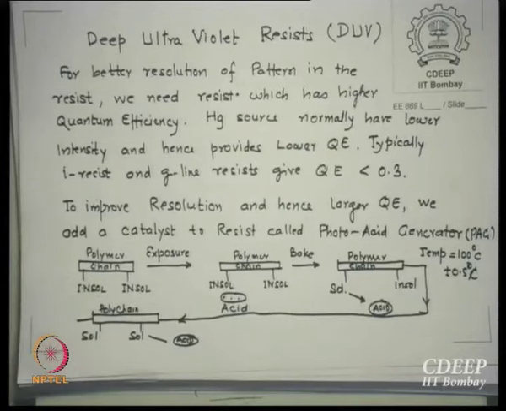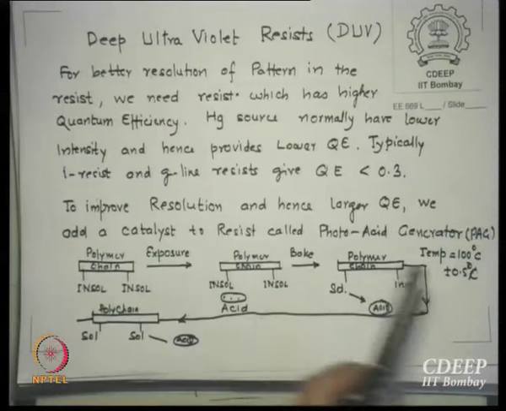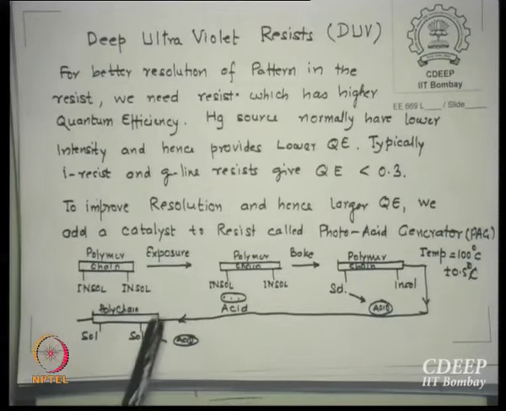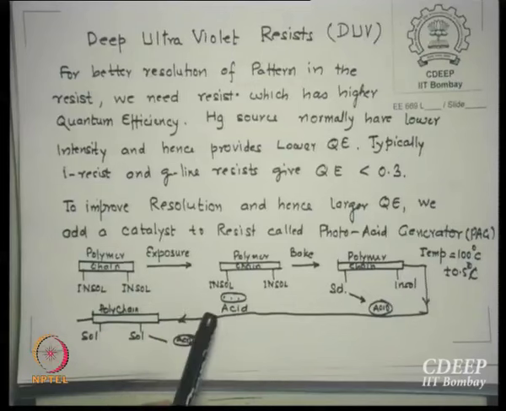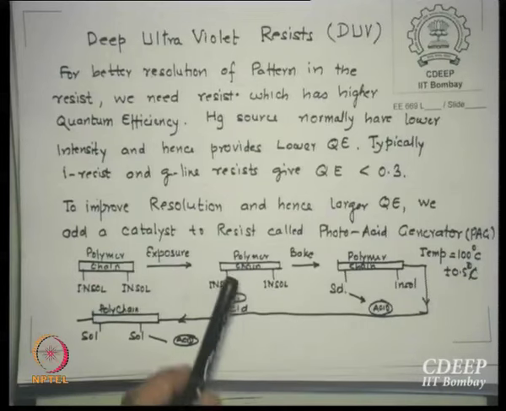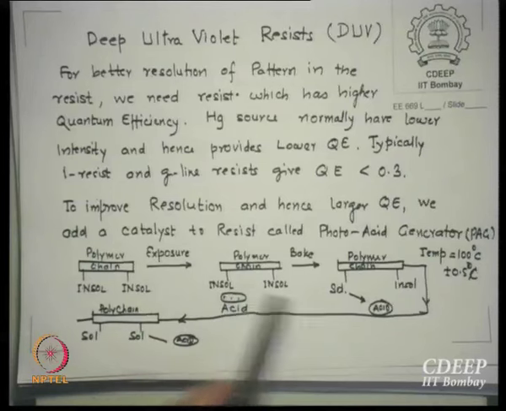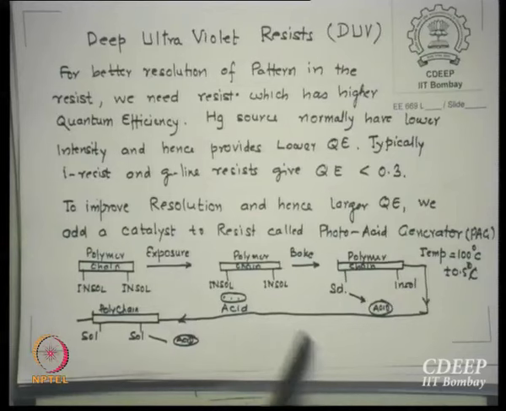Now if you look at the sequence of the process, as given in Plummer's book, you have a polymer chain which includes this catalyst, and you expose it. When you expose the polymer chain and then add some kind of acid, which is the PAG, that is a continuous process. This acid, when it reacts with the insoluble photoresist, makes it soluble, and when it is soluble, it reacts further with the polymer and releases this acid.